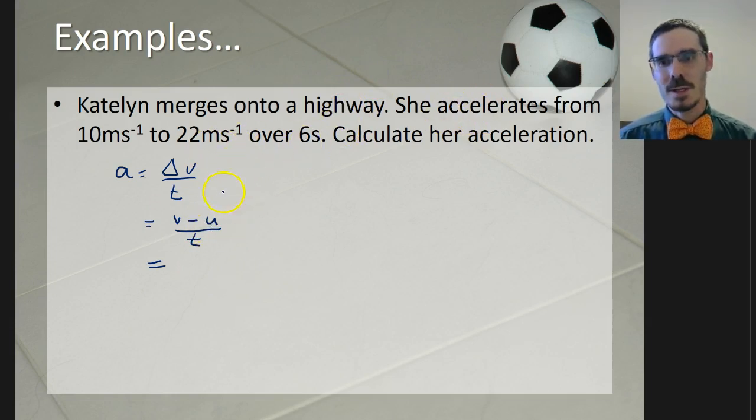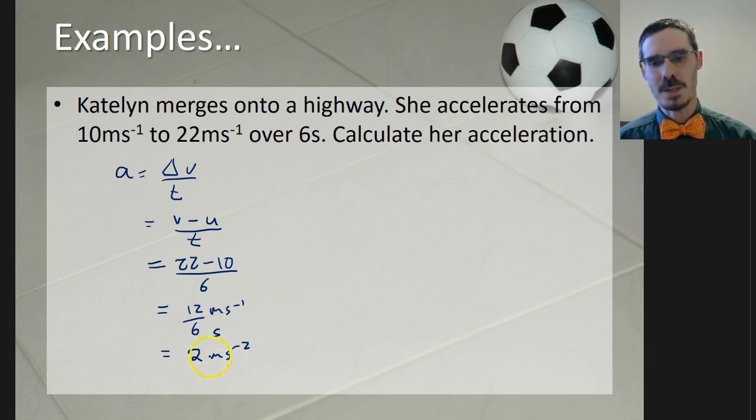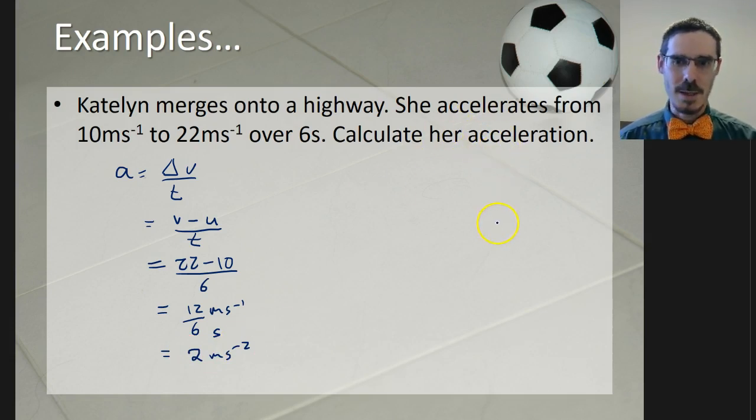She accelerates from 10 to 22, so the final velocity is 22. The initial velocity was 10, and the time it took was 6. So we have 12 over 6, which is 2 metres per second. As I said, this is meters per second velocity, and this is seconds. So we get meters per second squared. That's the acceleration. Its direction is positive, it's forwards, she's increasing her speed.